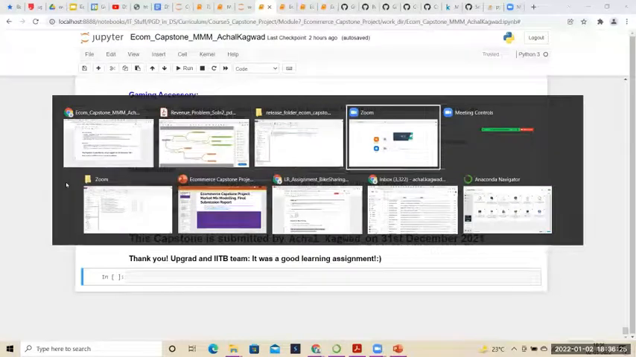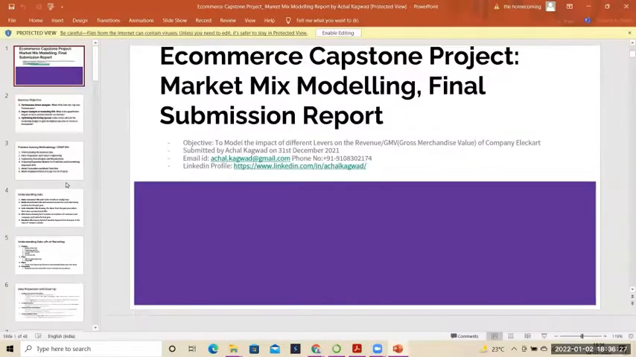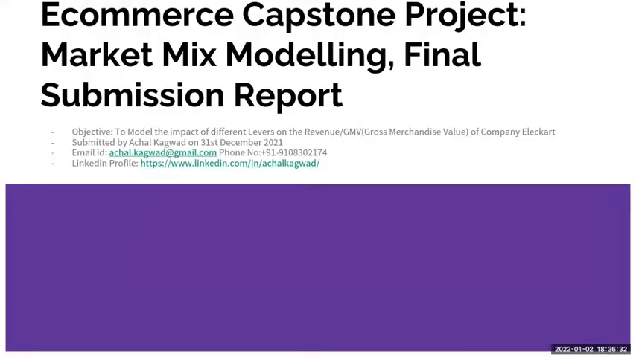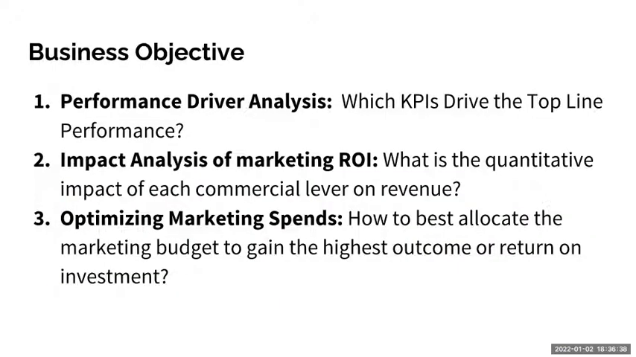So let's go to the PPT. Where is the PPT? It's here. E-commerce capstone project, final submission report. What's our business objective? It's to find which KPIs drive top line performance, the impact of these on our revenue, and finally how to optimize your marketing spend. This is the core business objective.